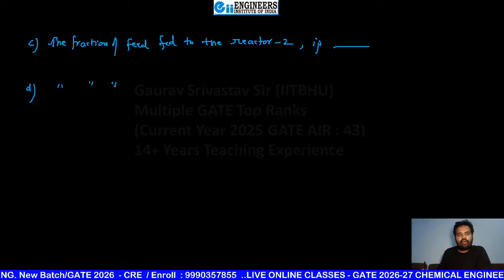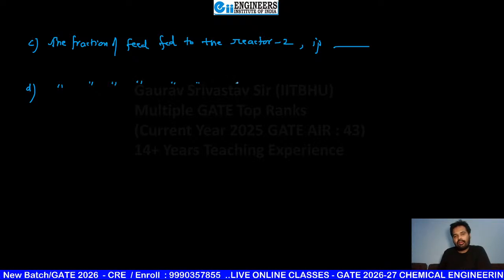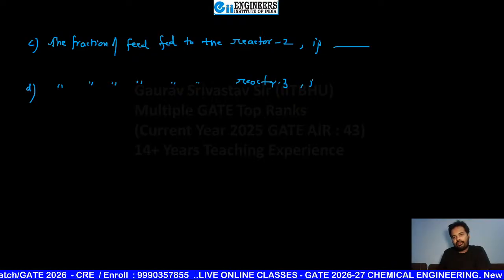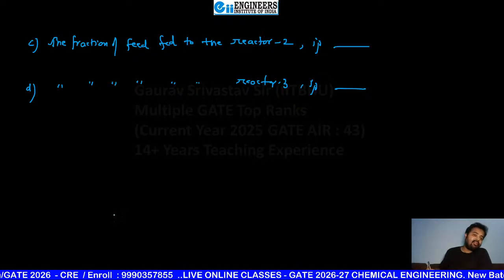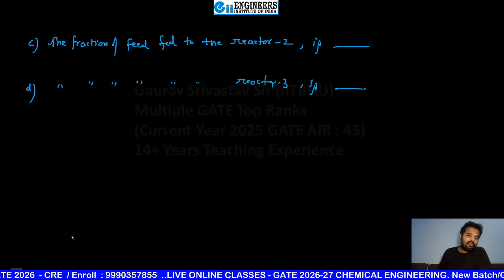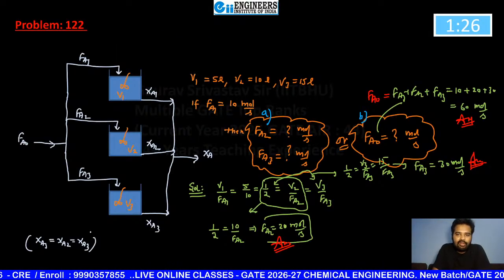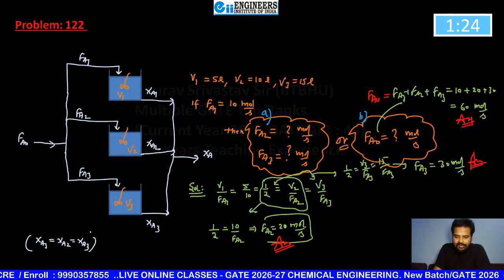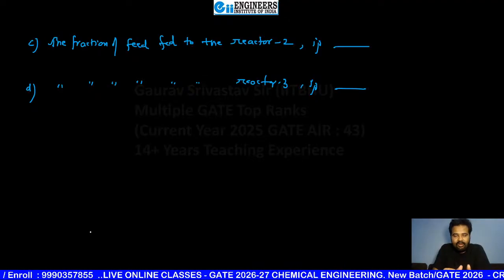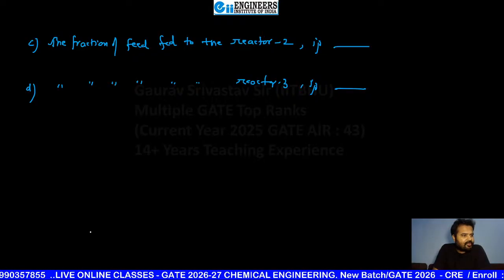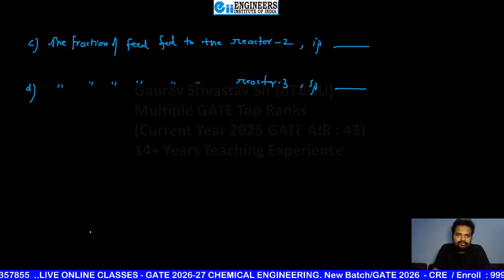The fraction of feed fed to the reactor 3 is. Can you tell me this answer? Can you solve the C and D parts, my dear students, of 122? They can ask you in this manner also in the exam. They can ask this question in the GATE examination or any other PSU examination also. Tell me the answer.